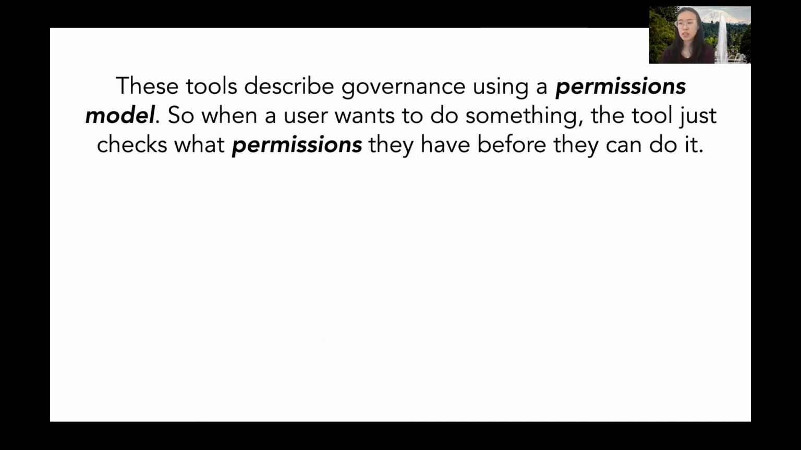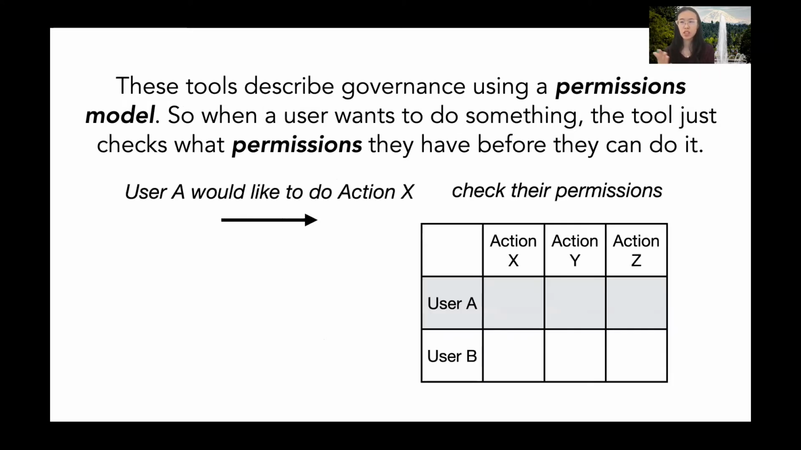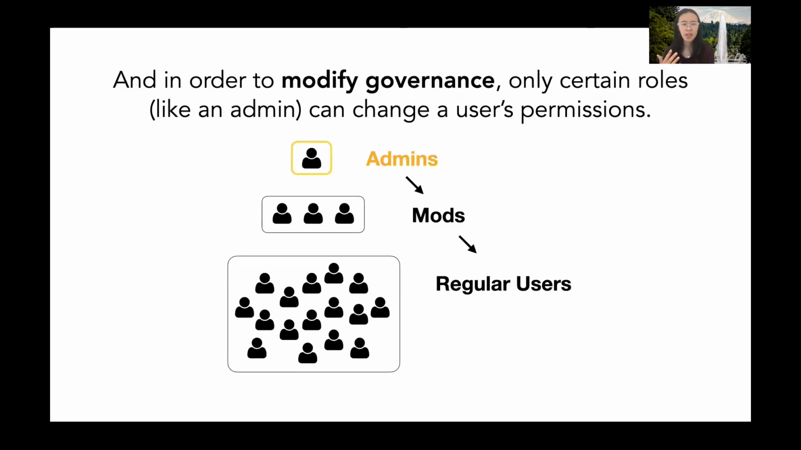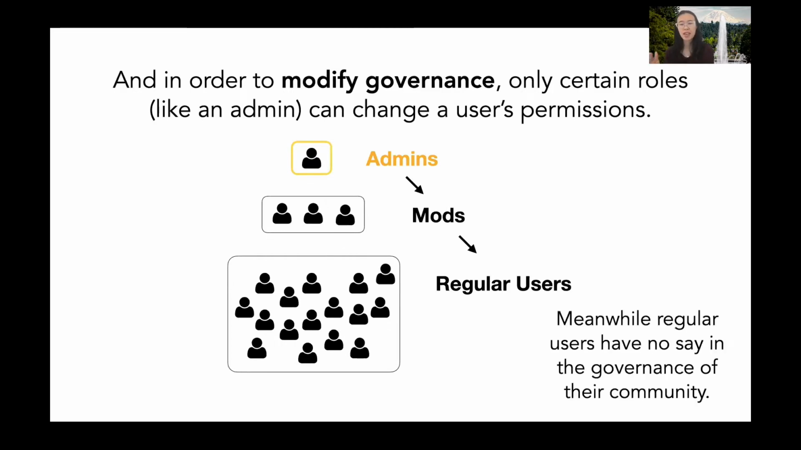And these tools describe a permissions model where you have something called a permissions table. So when a user wants to do something, the tool can just check what permissions they have in this permissions table. And if the user has permissions to do that thing, then that action is approved. Then certain sets of permissions typically get bundled together into roles, such as admins and mods, as I mentioned earlier. While a typical mod can carry out certain actions, such as moderating content or removing users, you really need an admin to have the permission to actually change the governance itself, such as switching out who are the mods. Meanwhile, once again, regular users don't have any say in the governance of their community.